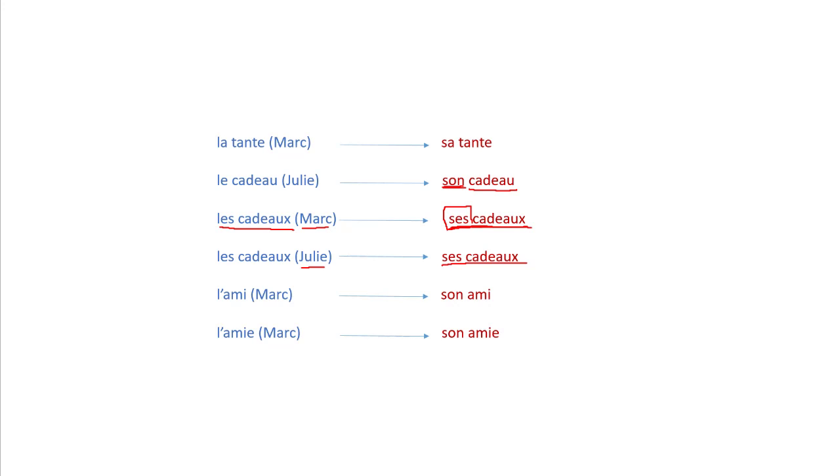Okay, now we come to the word for friend. We discussed this with the ma, mon, mes, and the ta, ton, tes. But if we want to say the friend, and this is a male friend, we're going to say son ami. And if it is a female friend, we're also going to say son ami, because ami begins with a vowel. Okay.